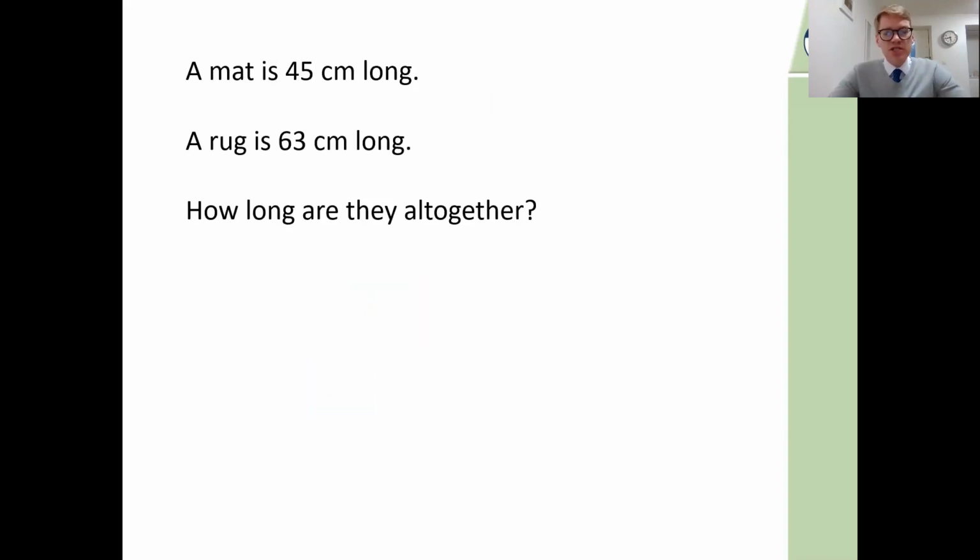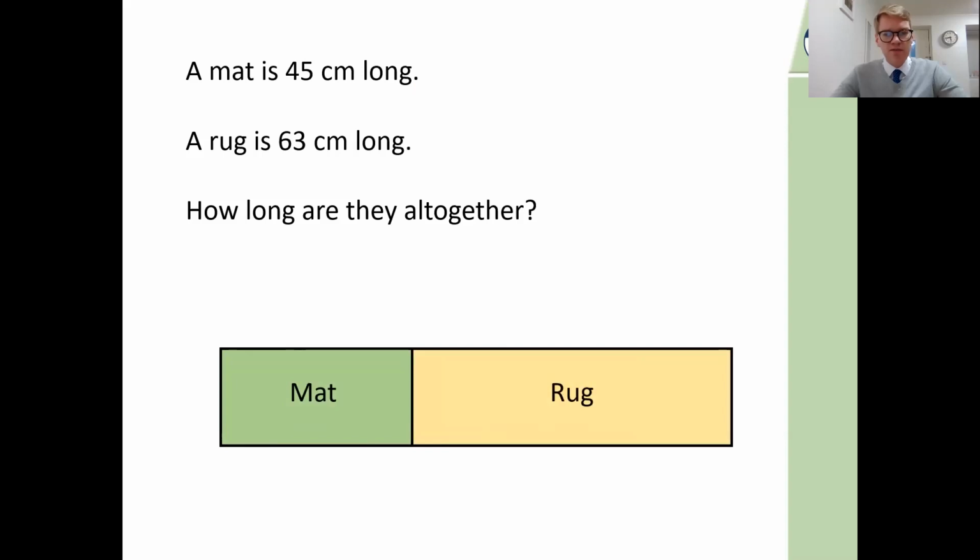So some of the questions you're going to see today are going to be word problems. So they'll look a bit like this. A mat is 45 centimeters long. A rug is 63 centimeters long. How long are they all together? Now that word all together is going to tell us what sort of calculation we need to do. What are we going to need to do here? We're going to need to add these together. We've got 45 plus 63. So here is our mat and our rug all together. One's 45, one's 63. So we're going to need to add those together.